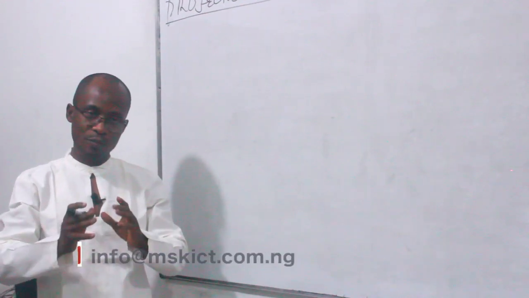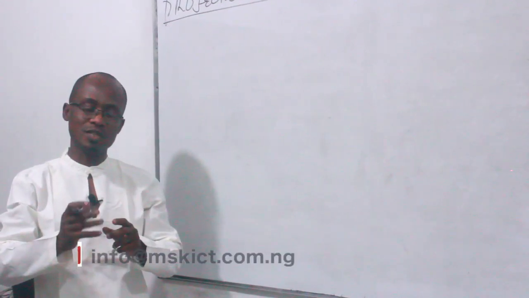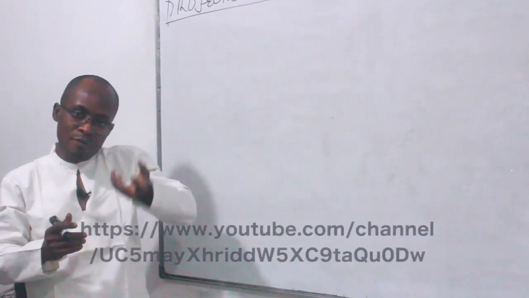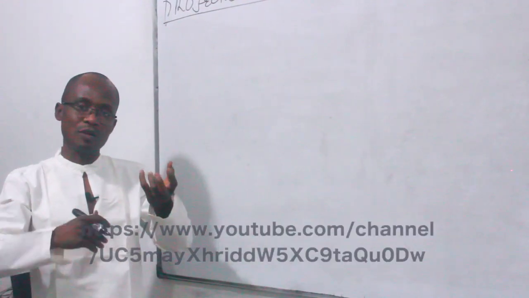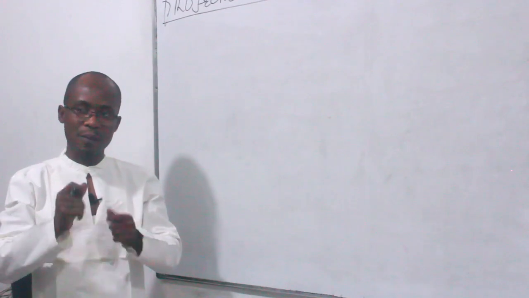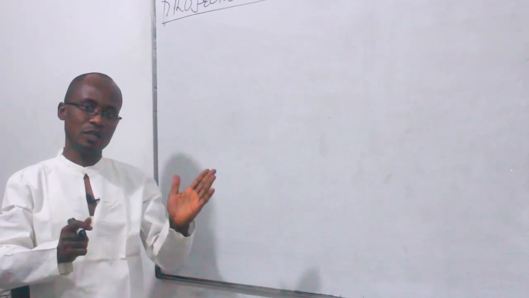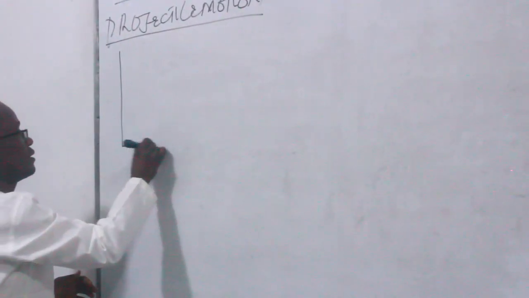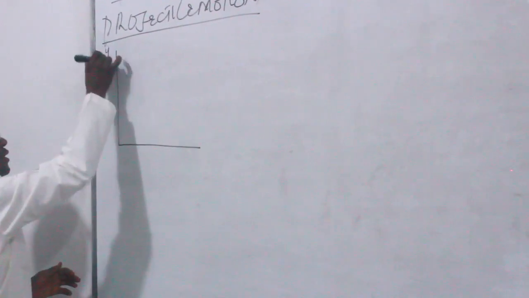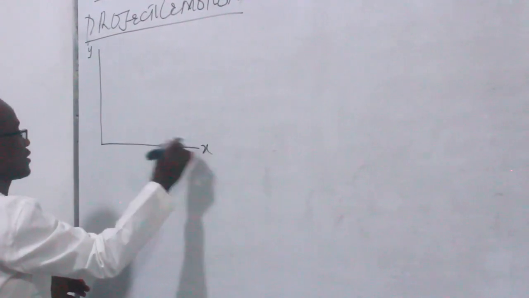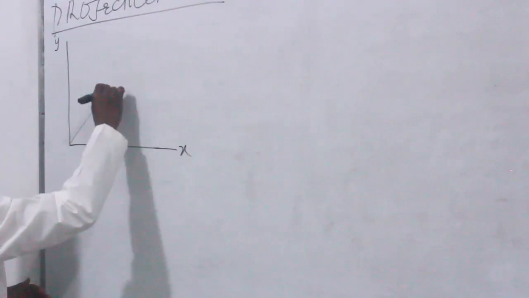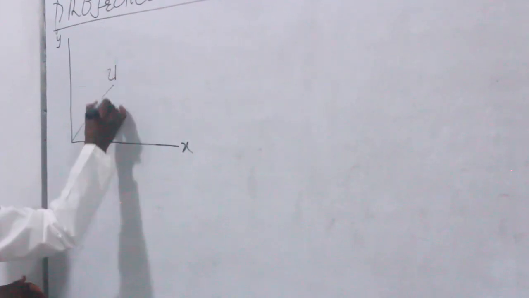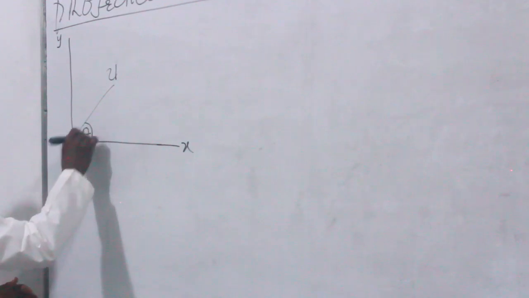obliquely into air. Two-dimensional curved motion simply means for a projectile, since the particle is not projected vertically upward, it projects at an angle to the horizontal. In that case, that particle has both the vertical component as well as the horizontal component. Example, supposing we have the Cartesian plane, the y-axis, and the x-axis. Supposing the particle is projected at an angle with an initial velocity u to the horizontal, the angle is theta.